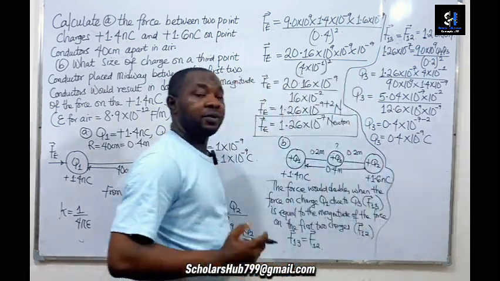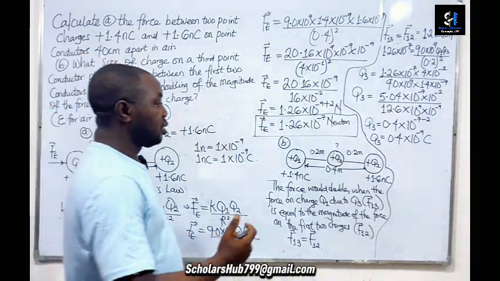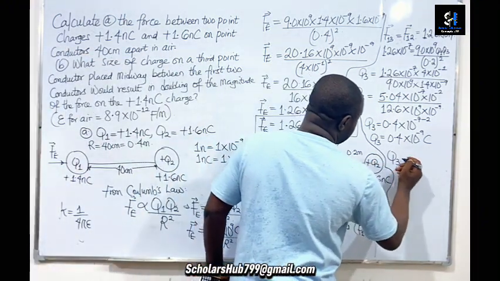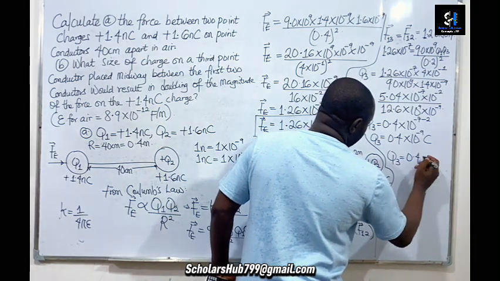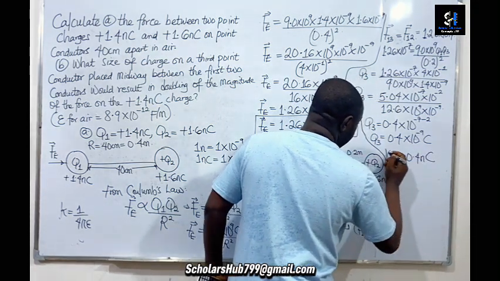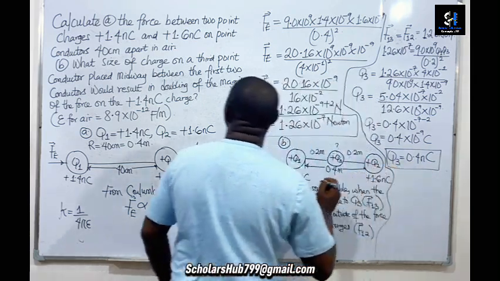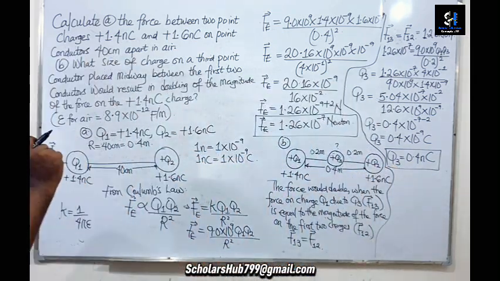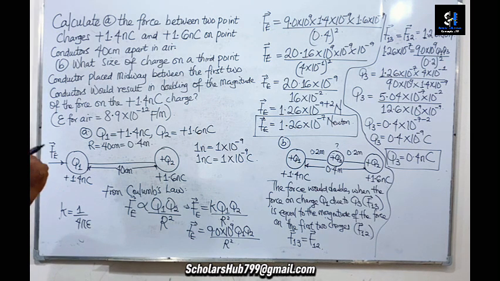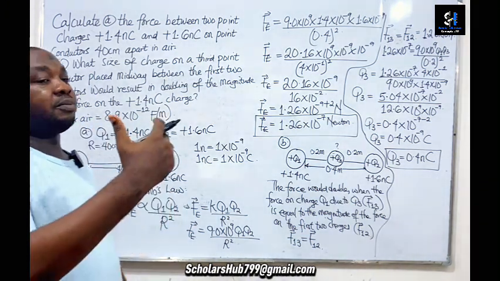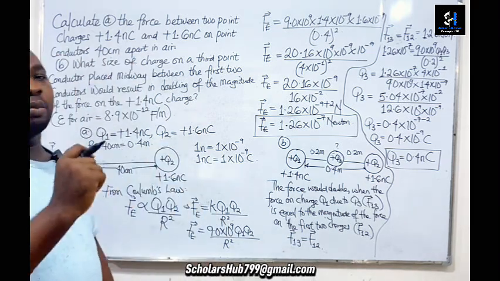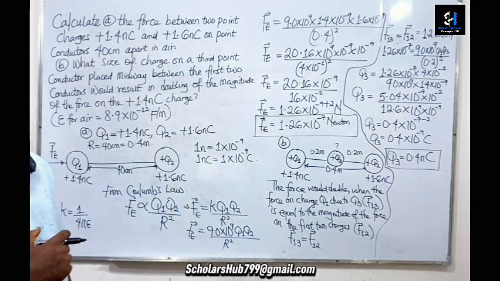Now the unit of electric charge is the coulomb. So Q3 will be equal to 0.4 nanocoulombs. So this is the magnitude of charge on a third point conductor placed midway between the first two conductors, which will result in doubling of the magnitude of the force on the positive 1.4 nanocoulomb charge.